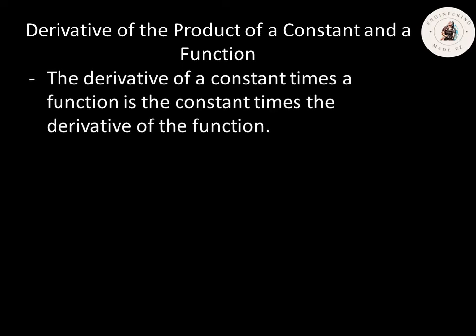Next is the derivative of the product of a constant and a function. The derivative of a constant times a function is the constant times the derivative of the function. We have the formula, the derivative of cv with respect to x is equivalent to c multiplied by the derivative of v with respect to x.